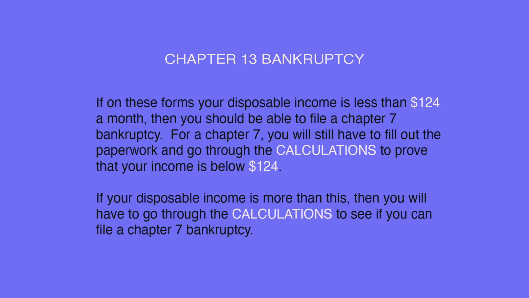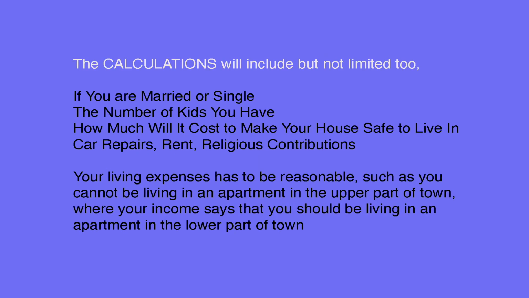For a Chapter 7, you will still have to fill out the paperwork and go through the calculations to prove your income is below $124. If your disposable income is more than this, then you will have to go through the calculations to see if you can file a Chapter 7 bankruptcy. You have to do the calculations.